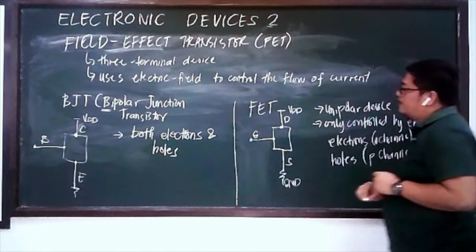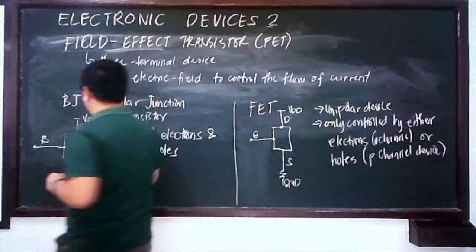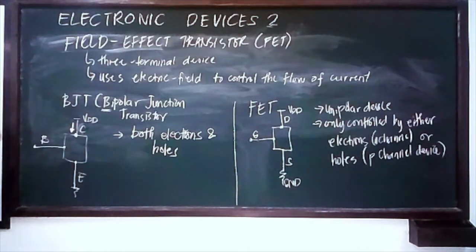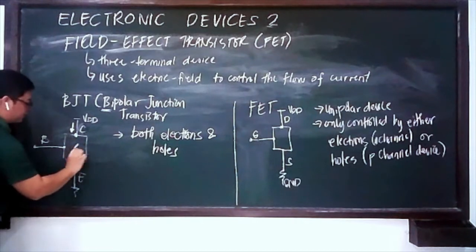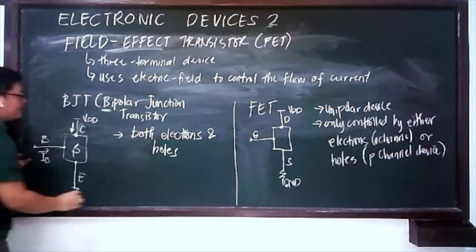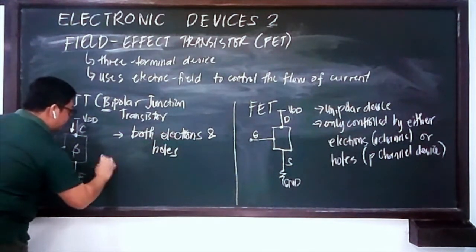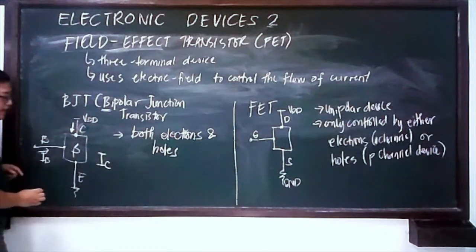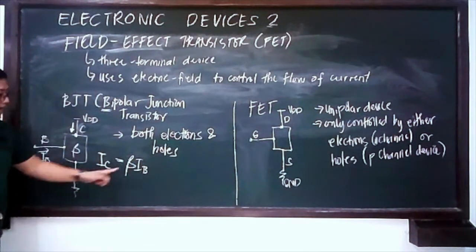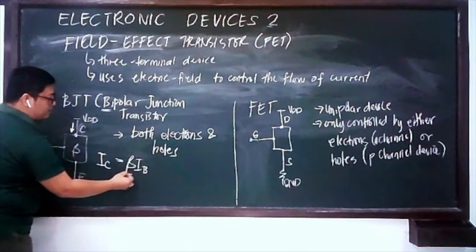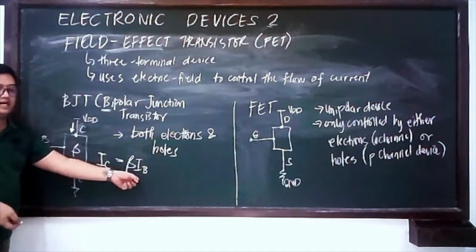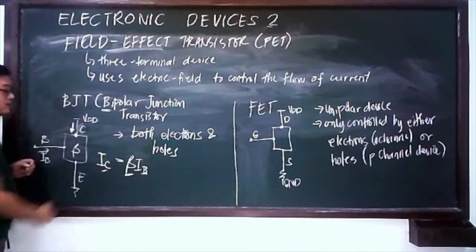devices. Okay, so for this BJT, the current that flows to your collector is controlled by the amplification factor beta and the current that flows to your base. As you recall, the formula for getting the current that flows to your collector is beta times IB. You see a linear graph when you plot this because your beta here is just an amplification factor of the direct proportionality of your base current and your collector current.